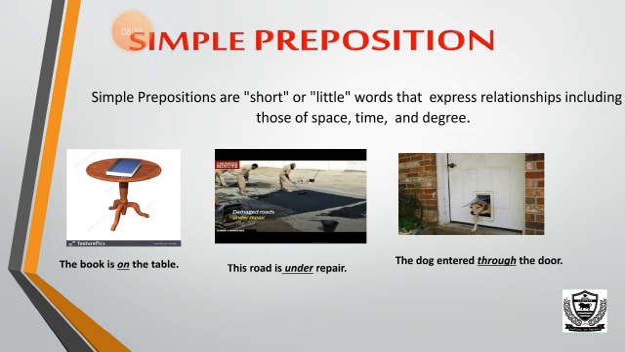We have some examples with pictures. This book is on the table. This is expressing the relationship of space, or the position of that book. In the second picture, this road is under repair. Under is a preposition showing the process or the degree. And the third and last one is, the dog entered through the door. So this is also the position.